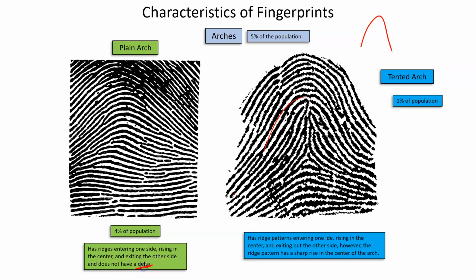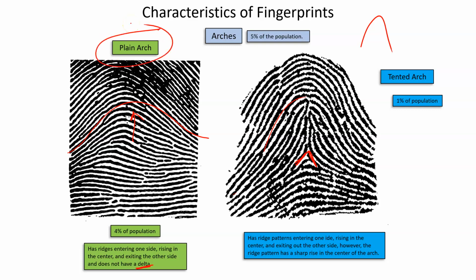It does not have a delta. You'll notice there is not a triangular pattern like there is in this particular fingerprint. But you still have it entering one side, exiting the other side. It still rises in the middle, but there is no delta. We call that a plain arch.